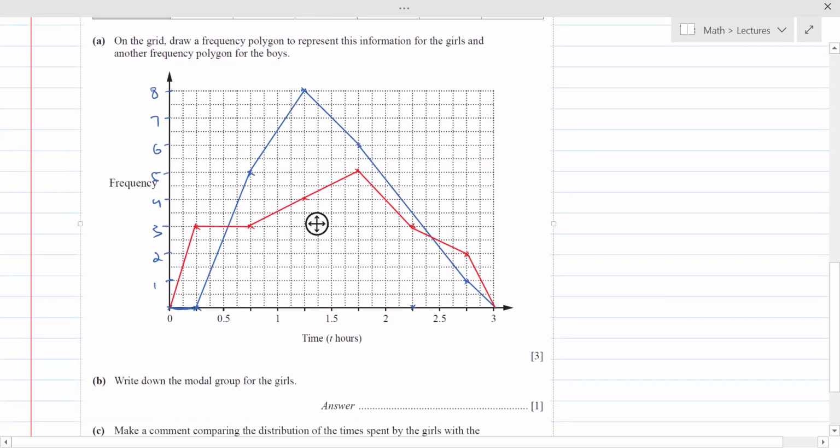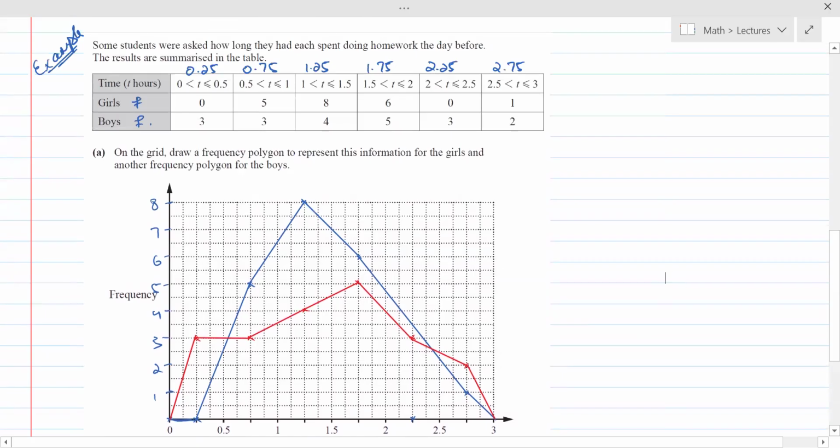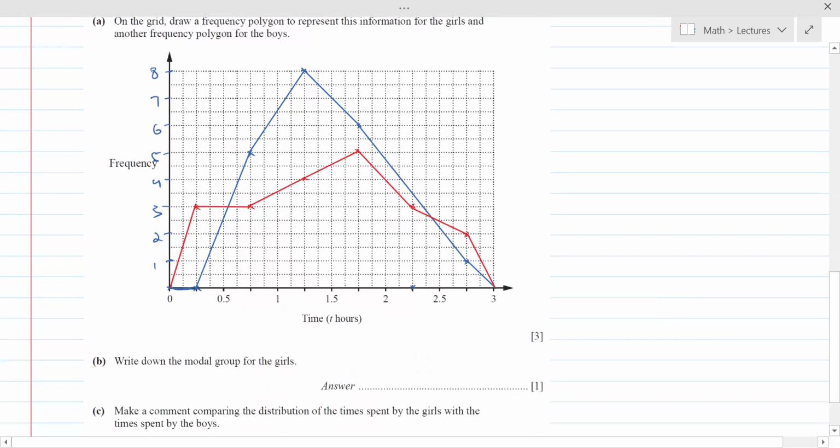Part B says write down the modal class of the girls. Modal class for the girls. So modal class, we know that it's always the one which is having the highest frequency. So looking at the distribution of the girls, you can clearly see that this is the highest frequency, 8. And this frequency belongs to the class where T is from 1 till 1.5. So the modal class here is T, it's from 1 till 1.5.